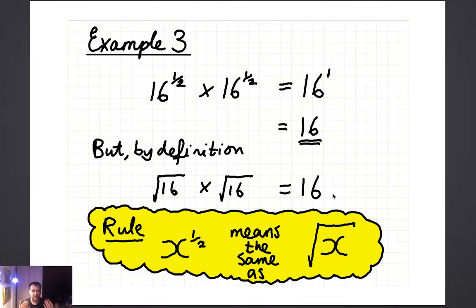The definition of a square root is a number that when you multiply it by itself gives you the number of which it's the square root. So in other words, 16 to the half times 16 to the half gives you the same result as square root of 16 times square root of 16. So that is to say that square root and power of a half mean the same thing. X to the power of a half for any number means the same as the square root of x.